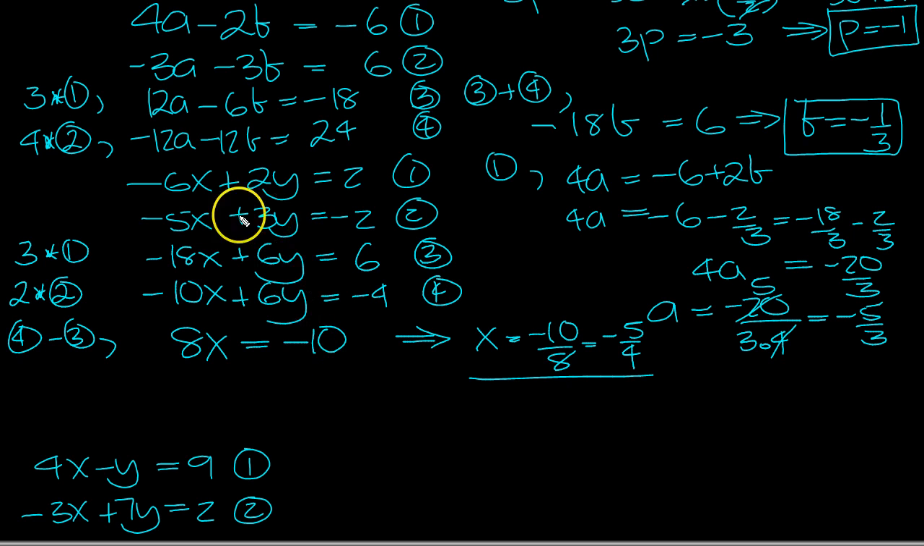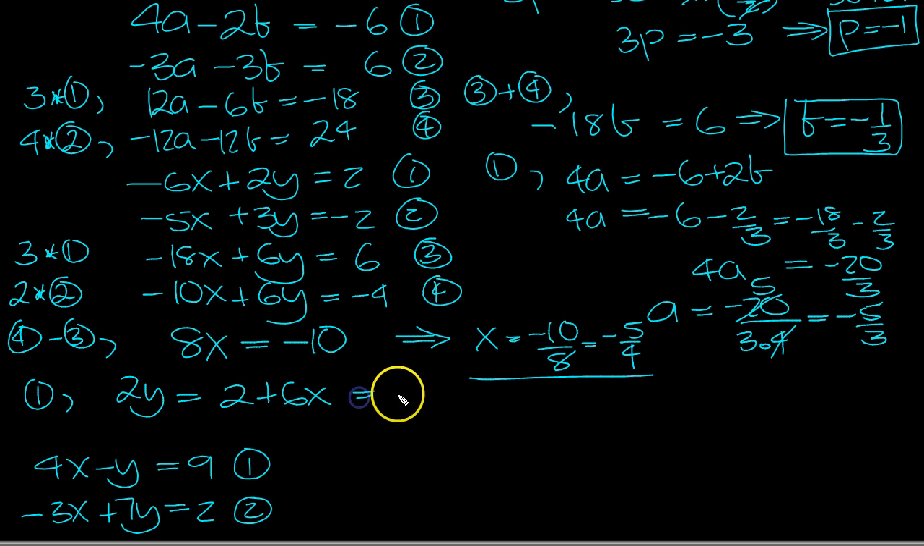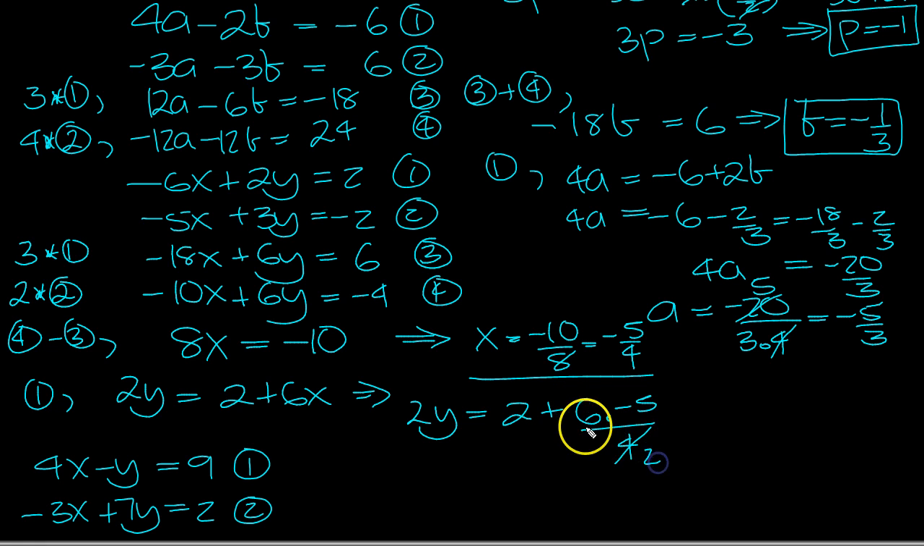Okay, so y will equal then, where will be best to get y? By 1. 2y is equal to 2 plus 6x, which is 2y equals 2 plus 6 of these. 6 times minus 5 over 4. That's a 2. That's a 3. So you've got 2, and we're dealing with halves here. So that's 4 over 2 is 2. Minus 15 over 2. Okay, which is minus 11 over 2.